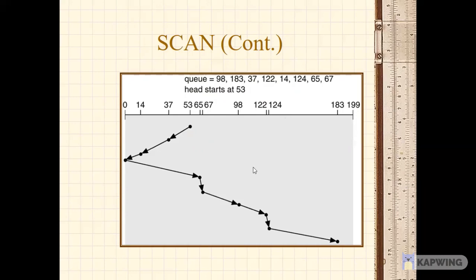So these are the 6 algorithms. First one is your FCFS, second one is SSTF, that is the shortest seek time first. Third one is your SCAN, fourth one is C-SCAN, fifth one is LOOK, and last one is C-LOOK. So these are the 6 disk scheduling algorithms.